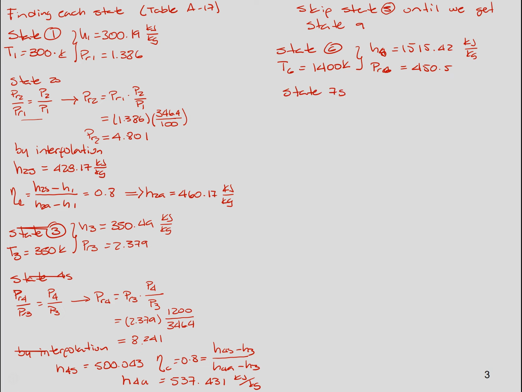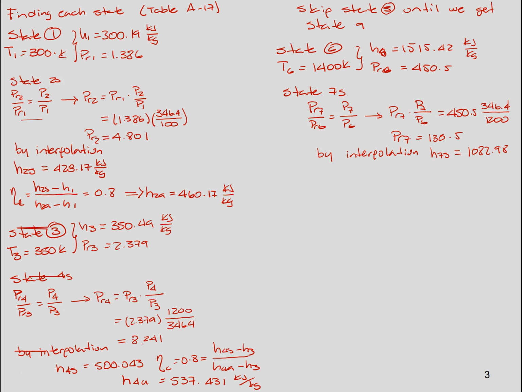We know that to get state 7S, we're going to use again our isentropic process. So here we have our isentropic relations. We are using exactly the same as we did for the compressor, and we already captured that P7 is the same as P3, 346.4. That gives us a PR of 130.5. By interpolation, we get 1082.88 kilojoules per kilogram.